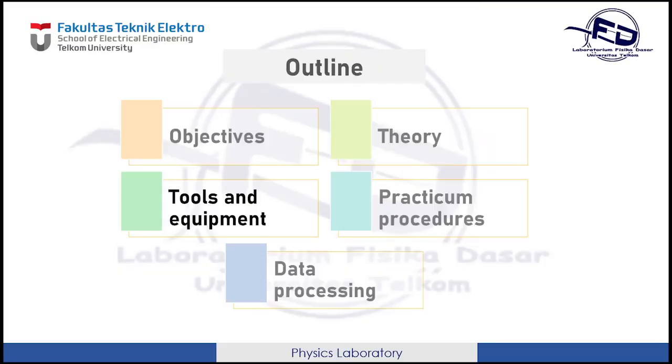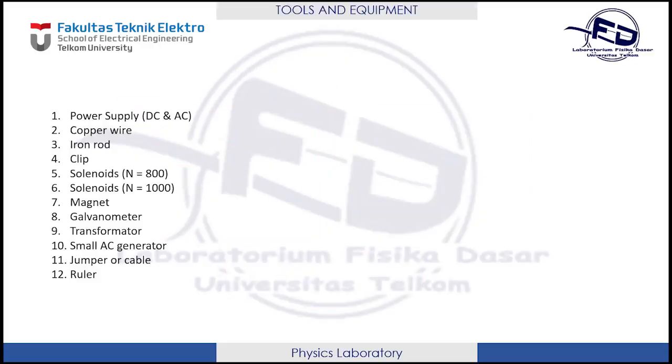Last but not least, tools and equipment. 1. Power supply consisting of direct current DC and alternating current AC. 2. Copper wire. 3. Iron rod. 4. Clip. 5. Solenoids with 800 turns. 6. Solenoids with 1000 turns. 7. Magnet. 8. Galvanometer. 9. Transformator. 10. Small AC generator. 11. Jumper or cable. 12. Ruler.